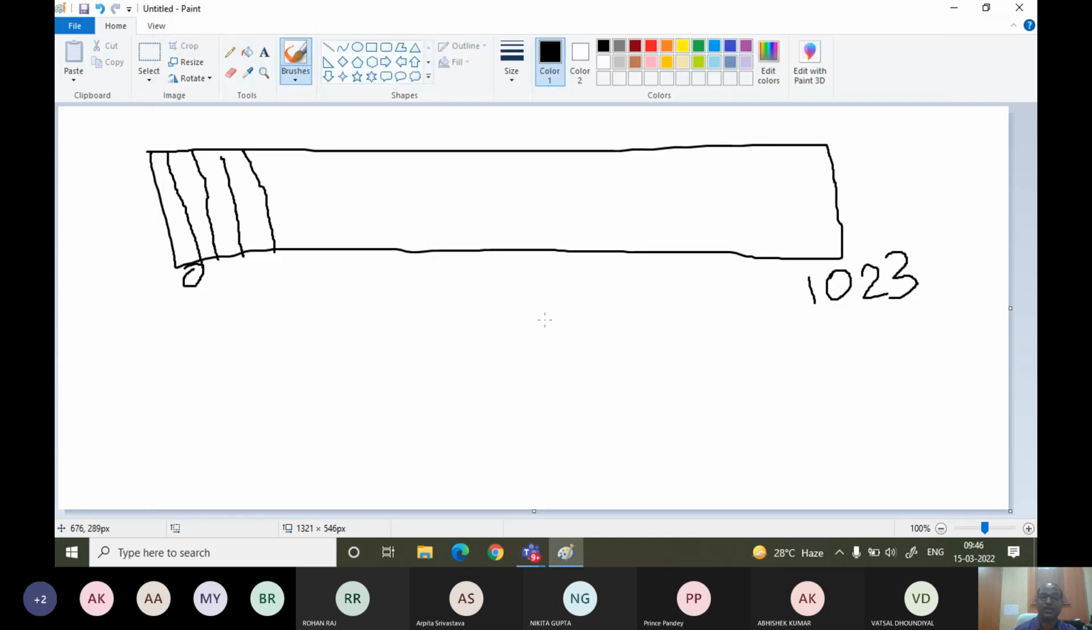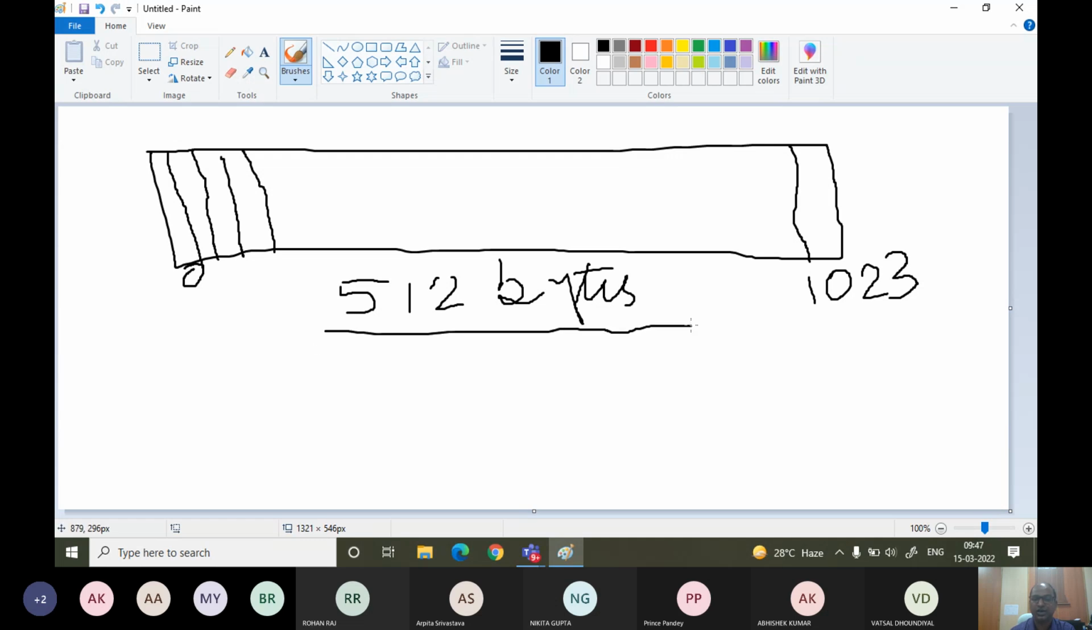So my question was, given a disk where we have 1024 such sectors, what will be the size of the disk? Because each sector is basically 512 bytes. So if there are 512 bytes in a sector, then the total size of this disk is 1024 into 512. So this is basically a KB, so that means we can say 512 KB. So this disk we are talking about is of 512 KB only.